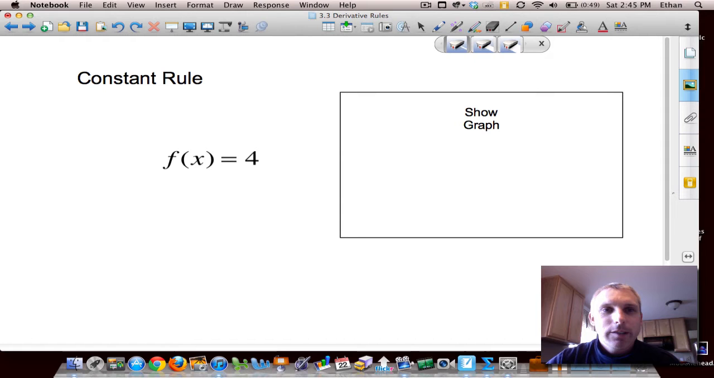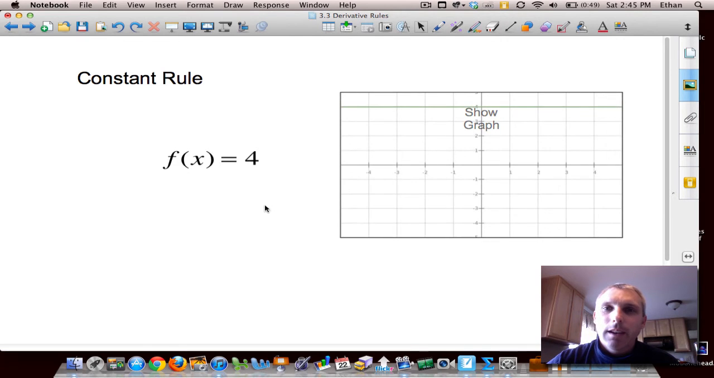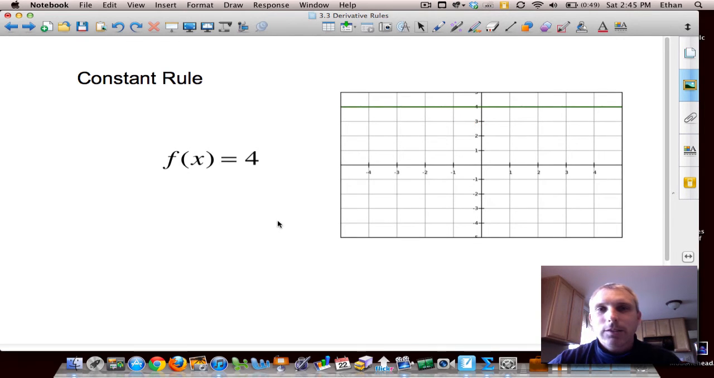The first one here is the constant rule. Here we've got f of x equal to a constant, some number. When we have a function equal to a constant, it is going to produce a graph that is a horizontal line. In this case, the function is equal to 4, which gives us a horizontal line at 4.